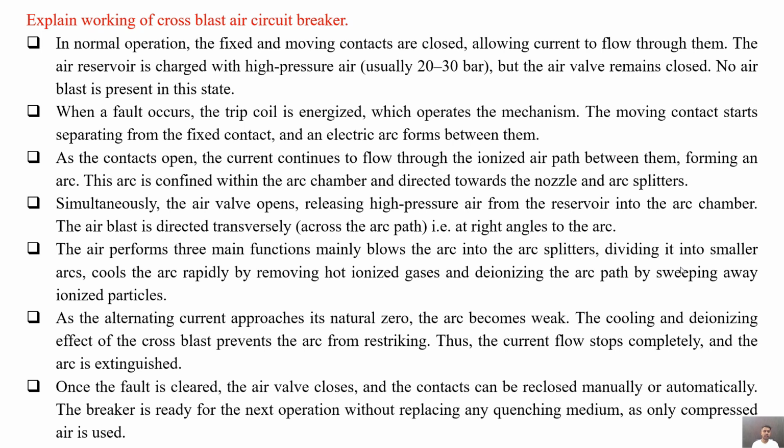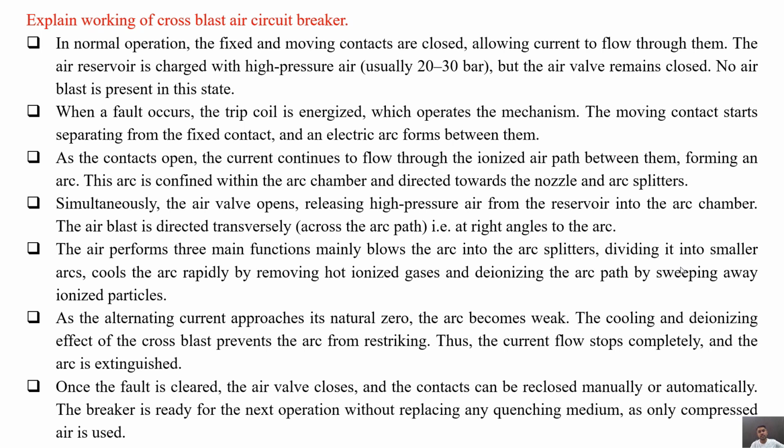Explain the working of the cross blast air circuit breaker. So in normal operation, the fixed and moving contacts are closed, so that allows the current to flow through them during the normal operating condition. The air reservoir is charged with high pressurized air, usually 20 to 30 bar pressure.